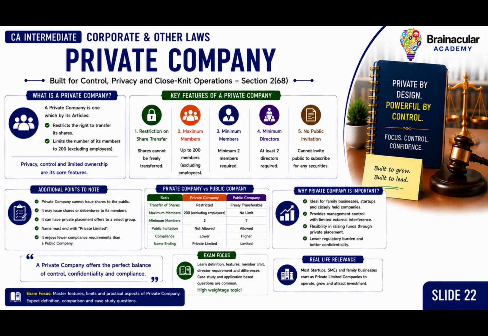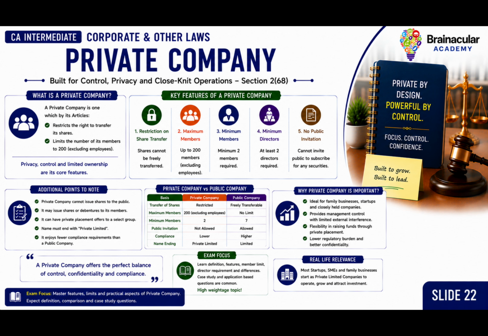Next is maximum 200 members. Why? Beyond 200 investors, a company starts resembling a public offering and should be regulated as such. But now note, employee members are excluded from this count. Current employees who are members and former employees who became members while employed and continue to hold shares are not included while this count is done.